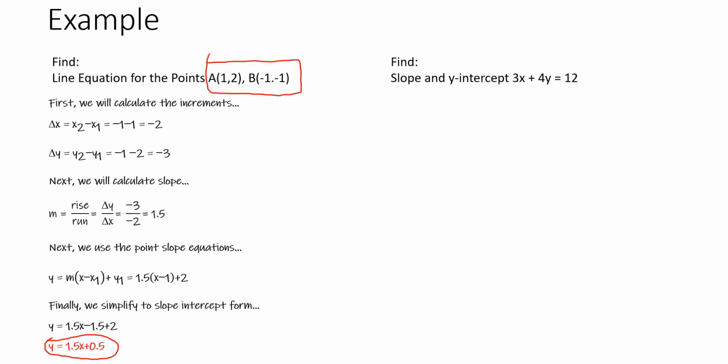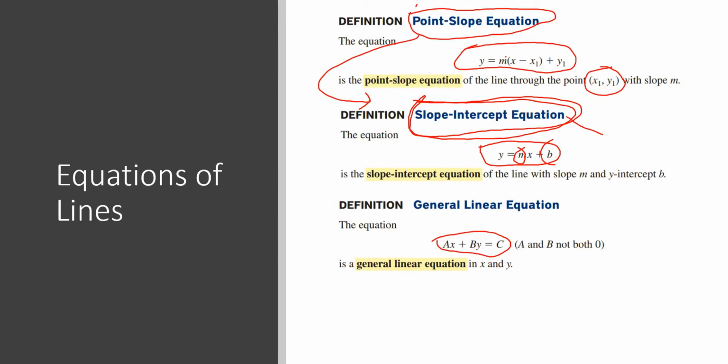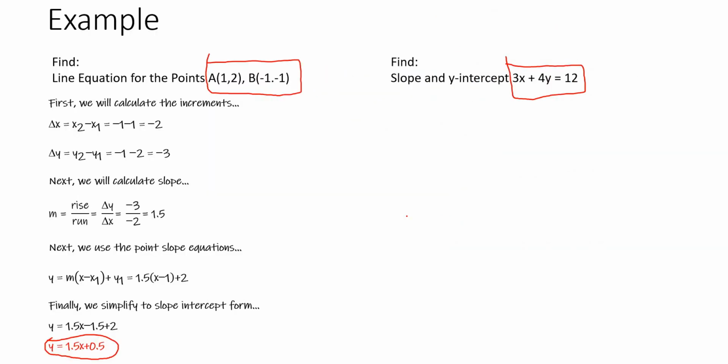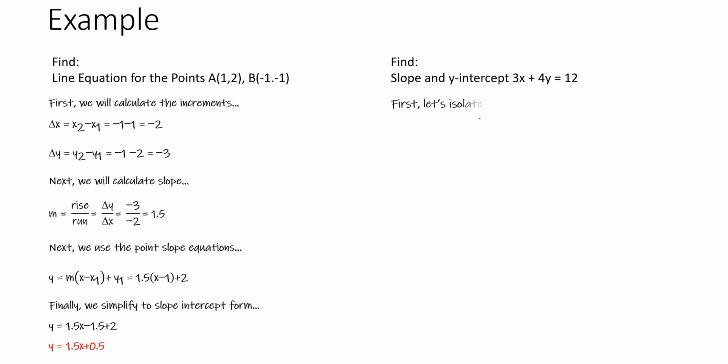Okay, now the next thing we're going to do here is find the slope and y-intercept of this equation right here. Now this should look a little bit familiar, and that's because it is in the form of the general line equation. Again, this is a little bit more rare, but we're going to use this to figure out what the slope and y-intercept is of that other equation. So the first thing we're going to need to do is isolate y. We're going to do so by first subtracting 3x from both sides and then dividing both sides by 4 in order to get this form right here.